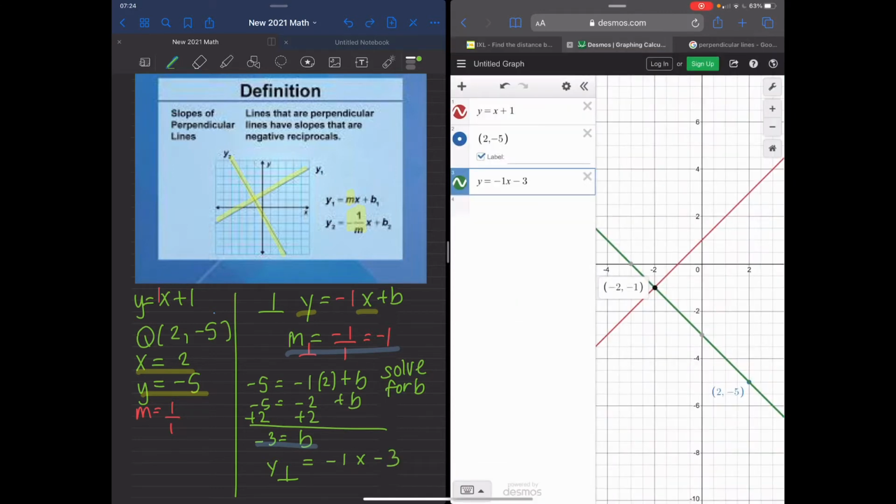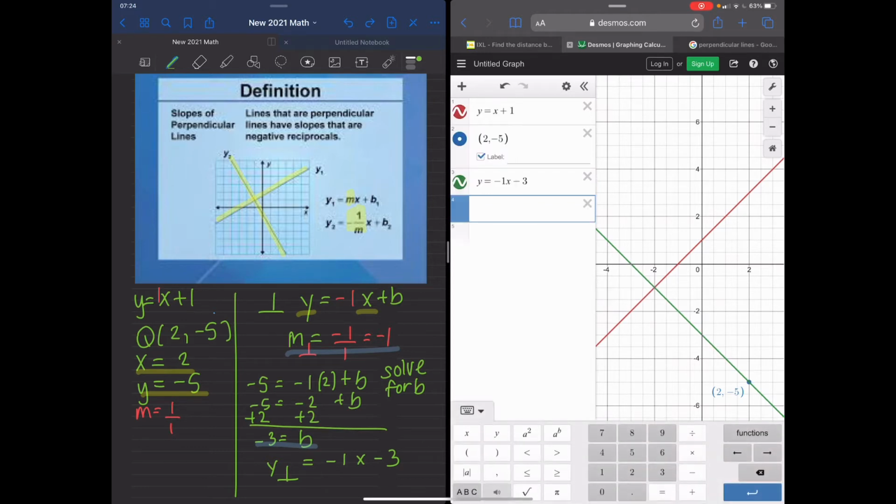So we go into Desmos. We're going to type in our equation, y equals negative 1x plus 3. And now it's going to give us the point of intersection. So this was my new point. I labeled it, and now I'm going to have a second point. The second point that I'm going to be looking at, and I just want to label it, is going to be negative 2, negative 1, because that's where our line crosses and becomes perpendicular.